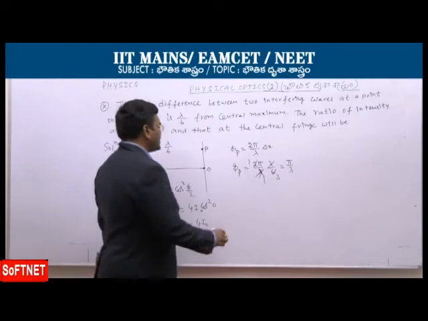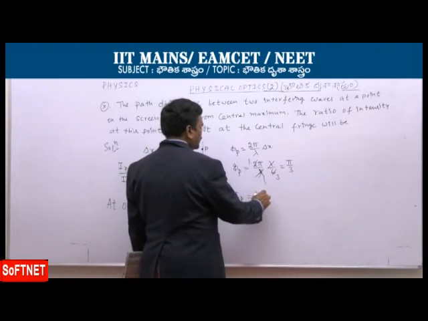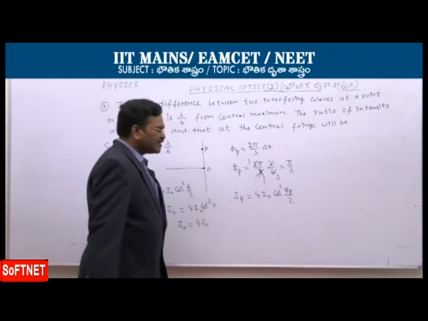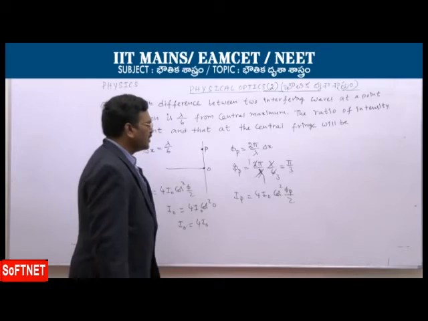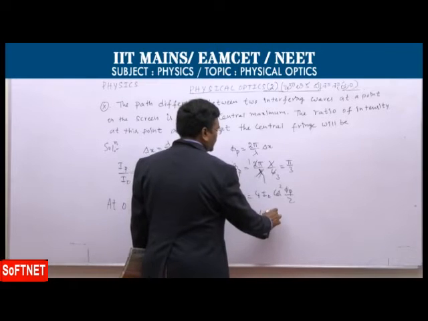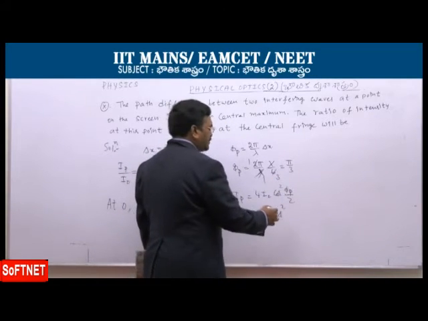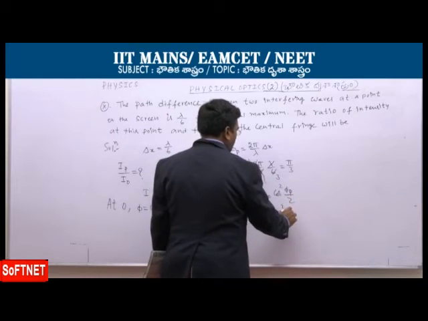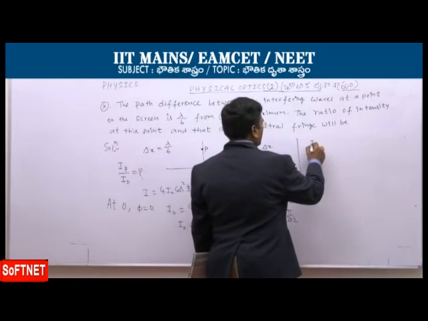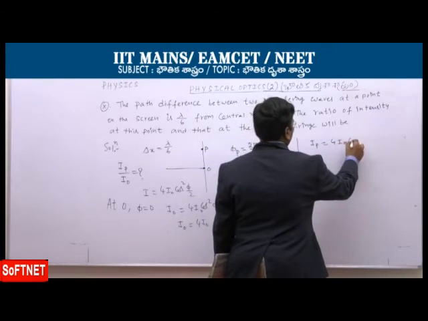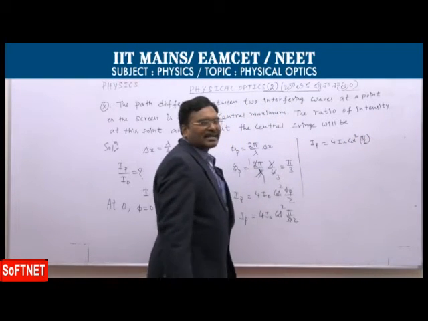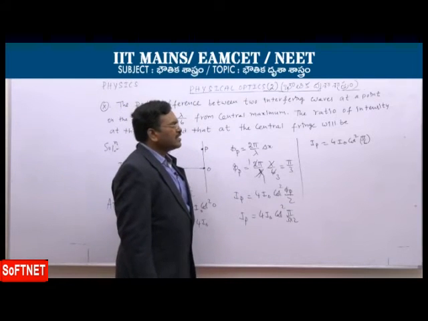Now, same thing, intensity at point P. Intensity at point P is equal to 4I0 cos square phi P by 2. Now, from this, intensity at point P is equal to 4I0 into cos square, phi P value is pi by 3, so pi by 3 into 1 by 2. So intensity at point P is equal to 4I0 cos square pi by 6. Cos pi by 6 value is cos 30 degrees. Cos 30 is root 3 by 2.